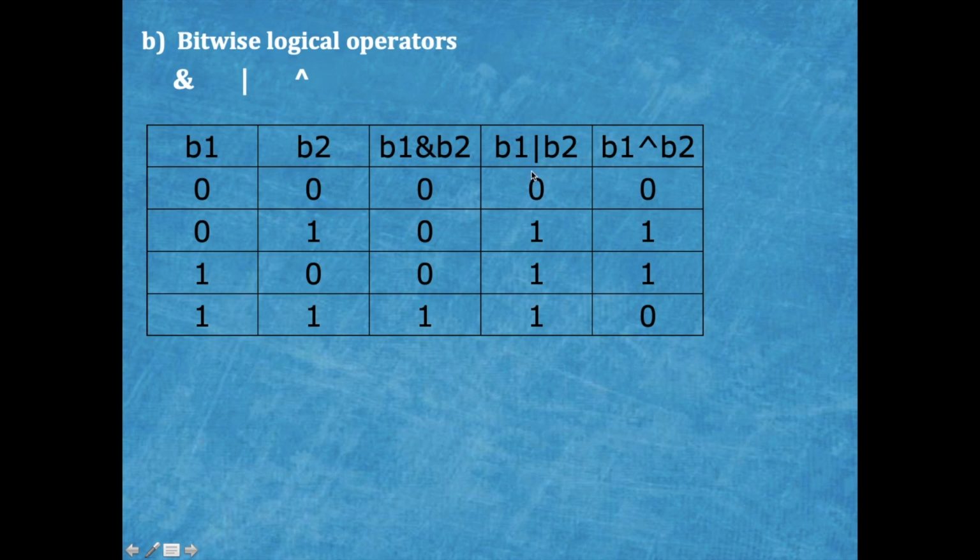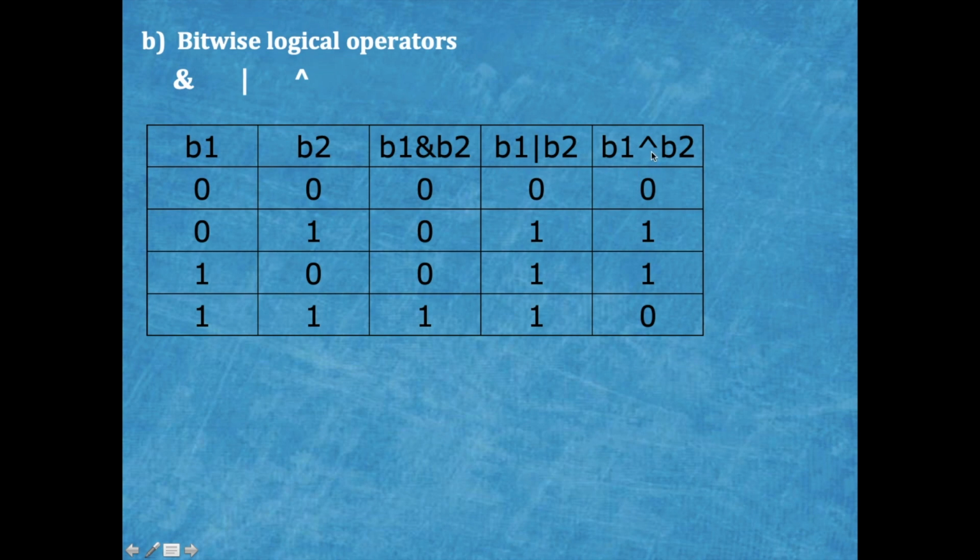Now let's see how bitwise logical OR will work. So 0, 0 will give you 0. 0, 1 will give you 1. 1, 0 will give you 1. 1, 1 will give you 1. What this means is that bitwise logical OR will give you a 1 if at least one operand is 1. If both the operands are 0, it will give you 0.